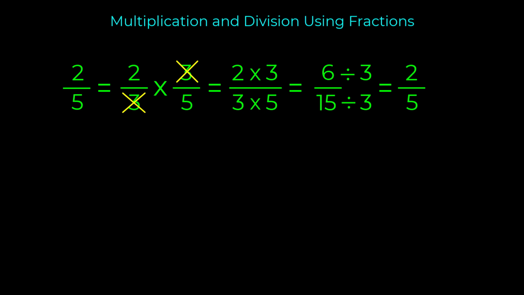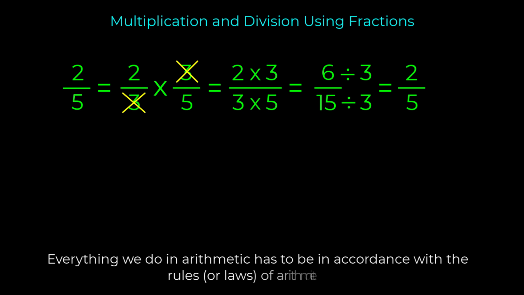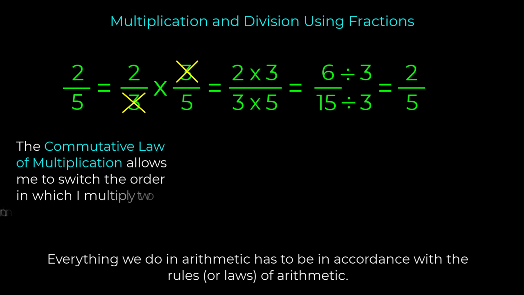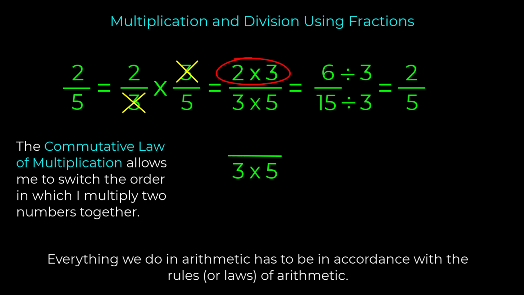You might ask what allows us to factor out the 3's in the numerator and denominator. That's a good question. Remember that we have to follow the rules or laws of arithmetic, so everything that we do has to be allowed by those rules. In video number 6, we covered the rules we need for this discussion. The commutative law of multiplication allows me to switch the order in which I multiply two numbers together. In this case, the numerator is 2 times 3. I can write this equivalently as 3 times 2 using the commutative law of multiplication.